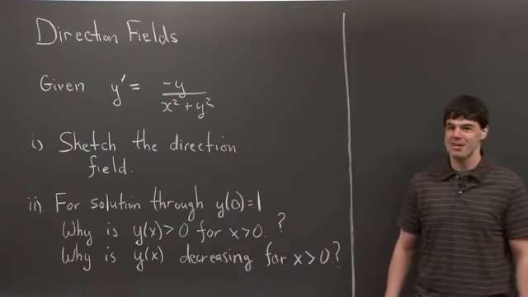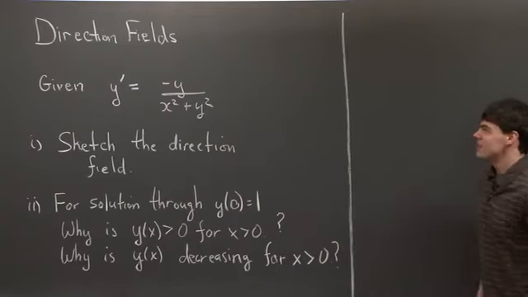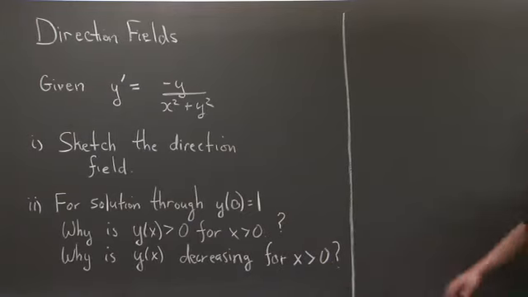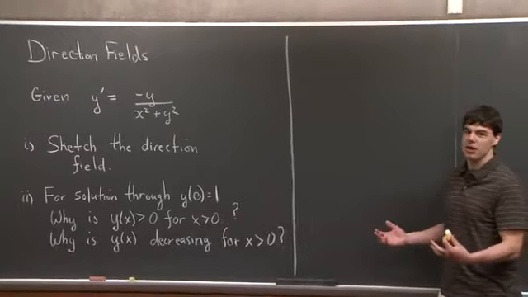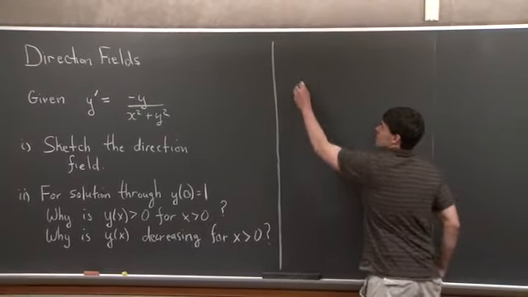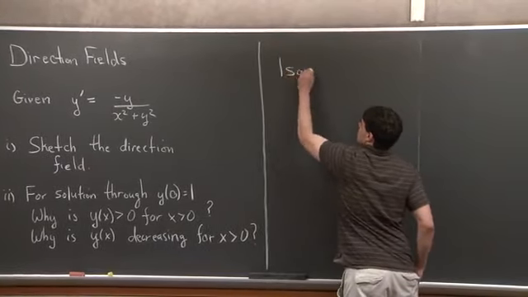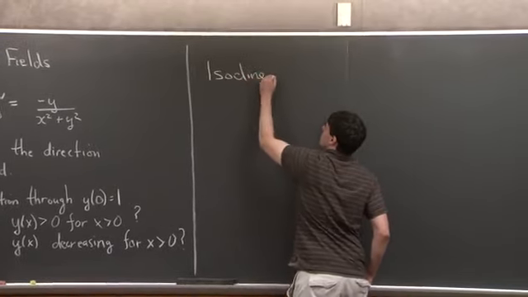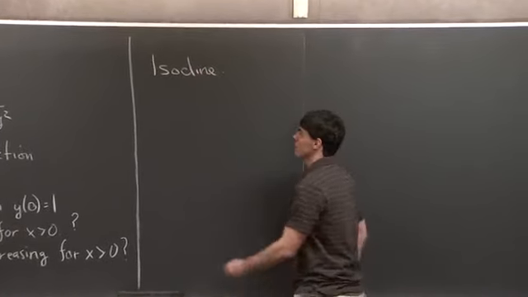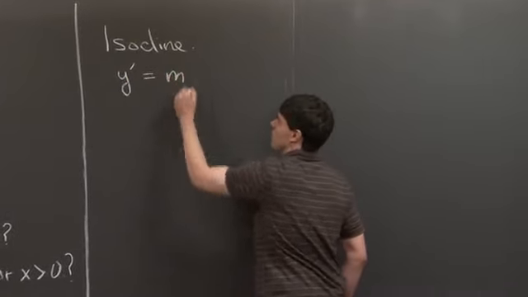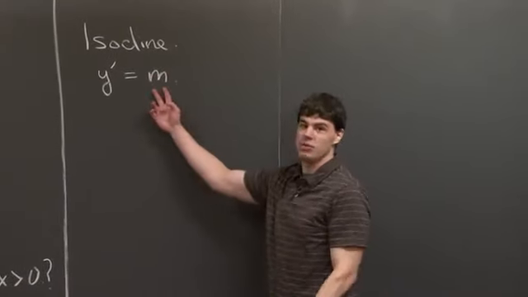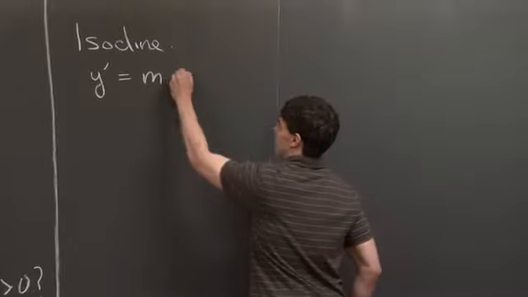Hi everyone, welcome back. Okay, so to start off this problem, we're asked to sketch the direction field. Now, when asked to sketch a direction field, the first thing to do is to look at a couple isoclines. So what is an isocline? Well, it's a curve where the derivative y prime is equal to m, which is some constant.